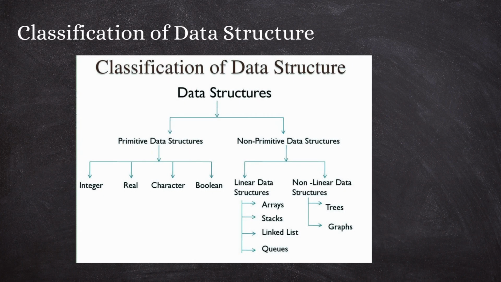There are two types of data structure: primitive data structure and non-primitive data structure. In primitive data structure, integer, real, character, boolean are the types of primitive data structure. In non-primitive data structure, there are two types: linear and non-linear data structure. In linear data structure, array, stack, linked list, queues are the types of linear. In non-linear data structure, tree and graph are the types of non-linear data structure.